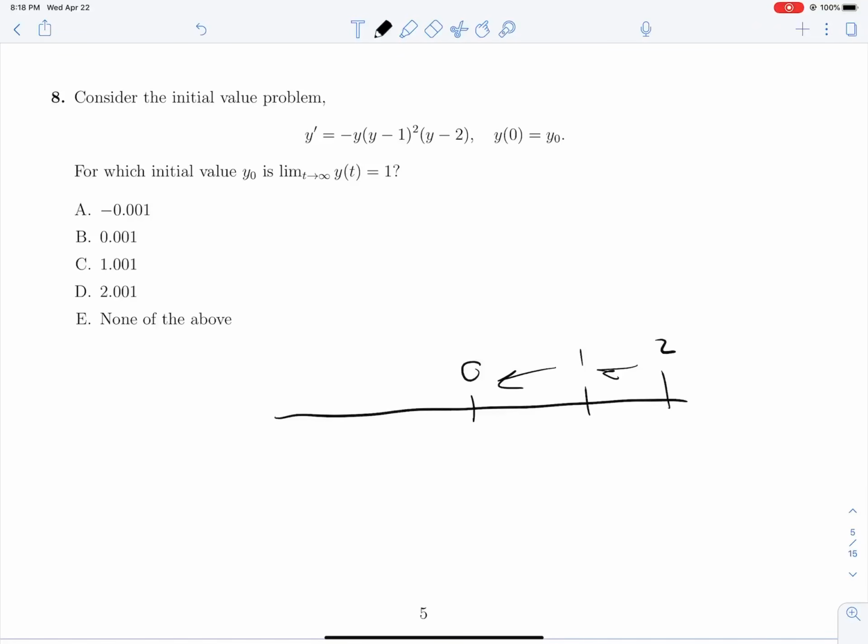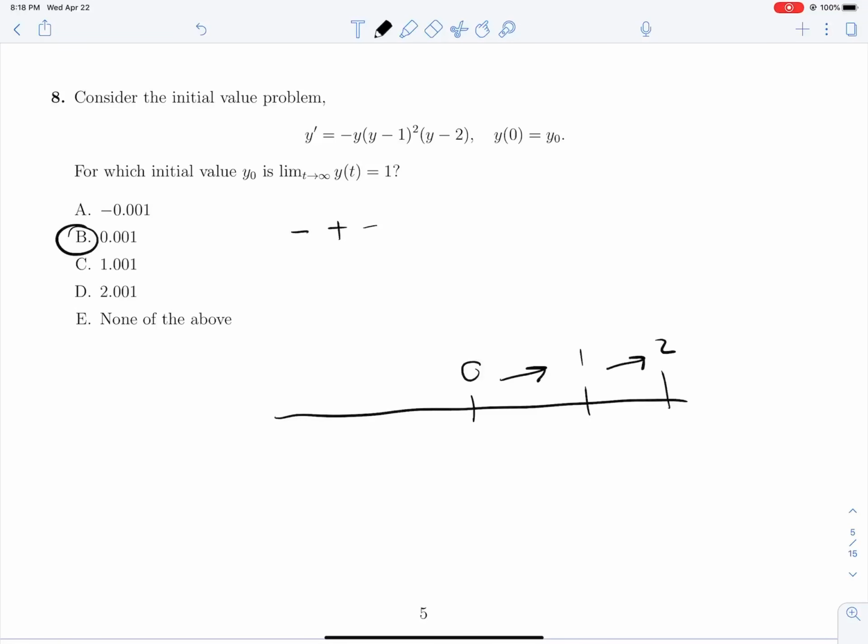We're not really sure. So let's plug in 0.1. We'll get a negative value times something that's always a positive value times a negative value. So we don't even have to evaluate from 1 to 2, although if you do, you'll see that you get another positive derivative pointing up towards 2. But since we know that this has to be a semi-stable solution, our answer is the only answer choice in here that is in between 0 and 1.